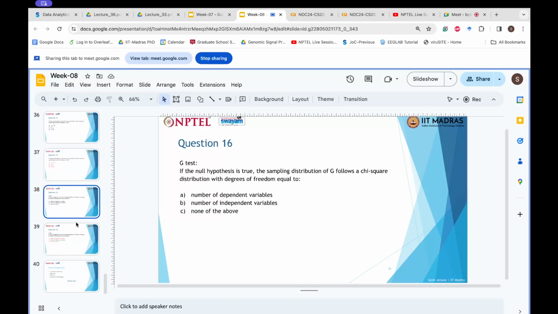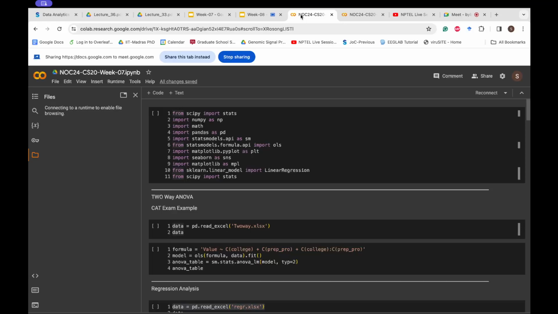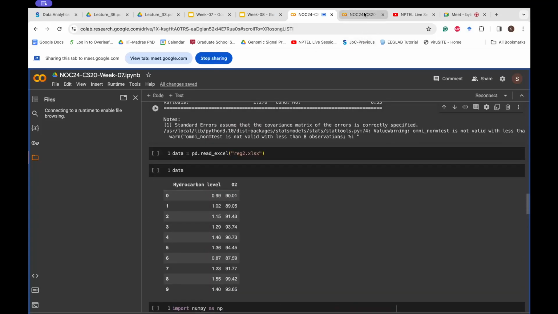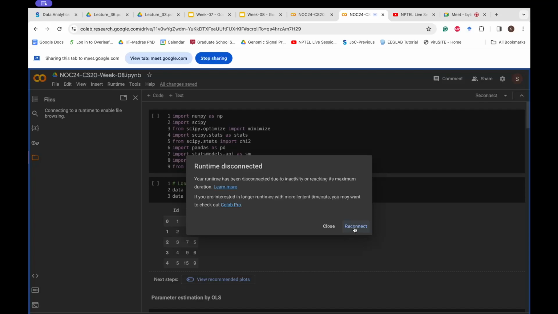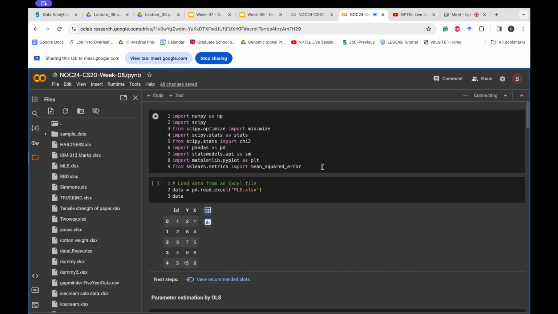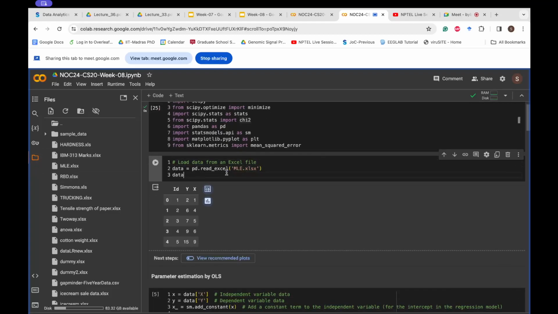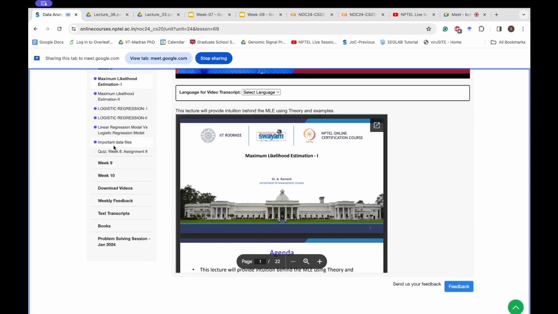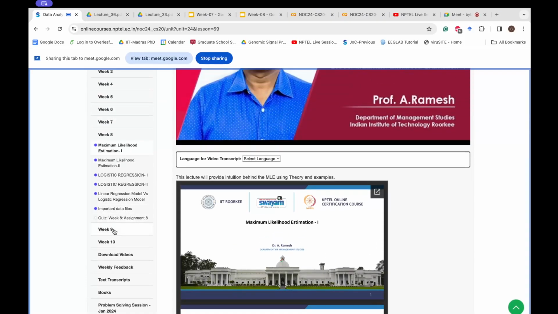Okay, G test again. We'll see this in the Python code. So let us quickly go to the Python code. So this was for week 7. Okay, this is for week 8. So as we always do, import the necessary libraries. We have this file mle.xlsx. For those of you who do not know, all these files can be found in this important data files for each of the weeks.